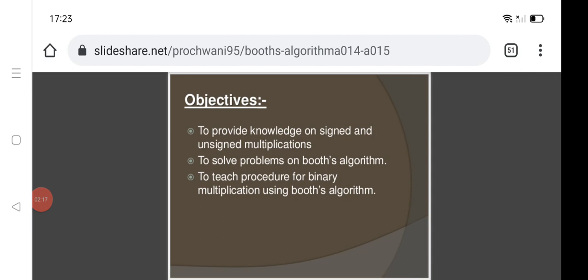The main objective of Booth's algorithm is that at the end of this presentation you should be able to have a good knowledge of signed and unsigned multiplication, to solve problems on Booth's algorithm, and to teach the procedure for binary multiplication using Booth's algorithm.